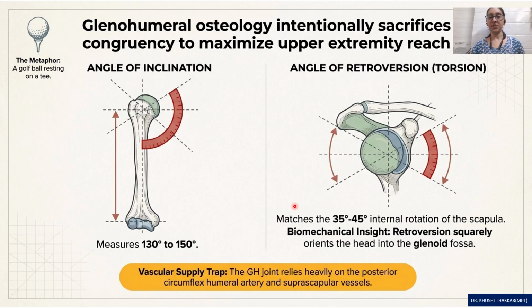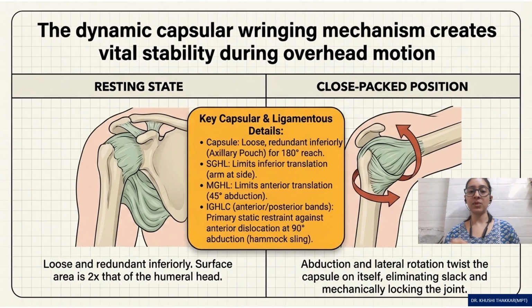Now, what is the importance of these angles? Since the humerus is placed a little into retroversion, and with this angle of inclination of the head and neck, both match the scaption plane, that is, the internal rotation of the scapula of 35 to 45 degrees. The biomechanical insight behind this is that retroversion orients the head into the glenoid fossa and helps prevent subluxation, dislocation, or any joint stress created by malalignment. The glenohumeral joint relies heavily on the posterior circumflex humeral artery and suprascapular vessels for its blood supply. Now moving on to capsule and ligamentous details.